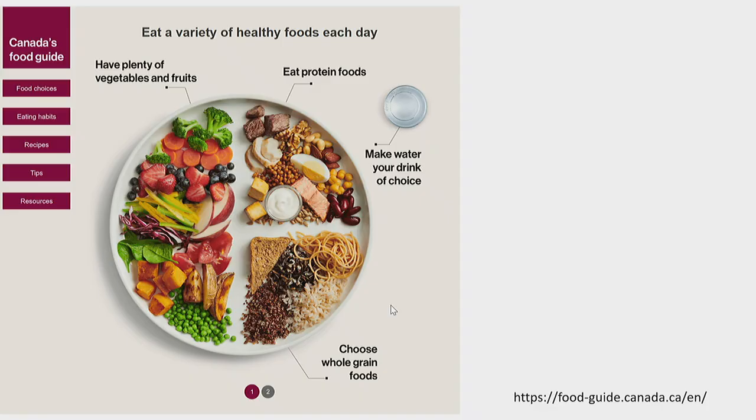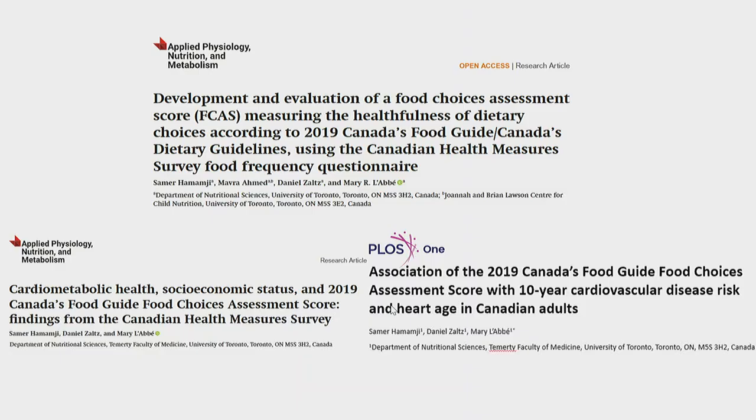So for that reason, in my PhD, we studied the relationship between a dietary pattern that aligned with Canada's Food Guide and cardiovascular disease. To measure whether someone follows Canada's Food Guide, we first developed something called the Food Choices Assessment Score. Of course, this is not for the exam, just for you to know what is going on.